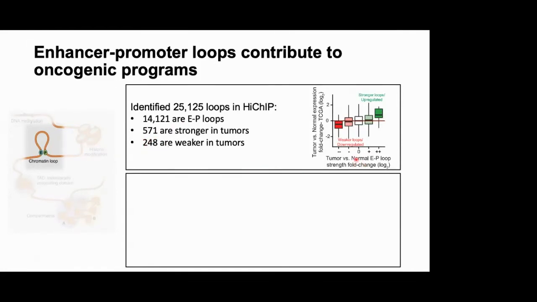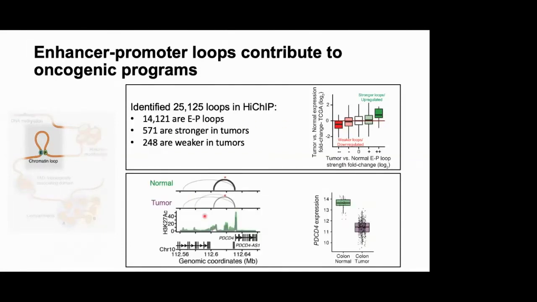These gains or losses of loop strength were also associated with changes in gene expression, as you can see in this plot. Loops that were gained in the tumors were consistently associated with increased gene expression, whereas loops that were lost were associated with loss of expression in the tumors.